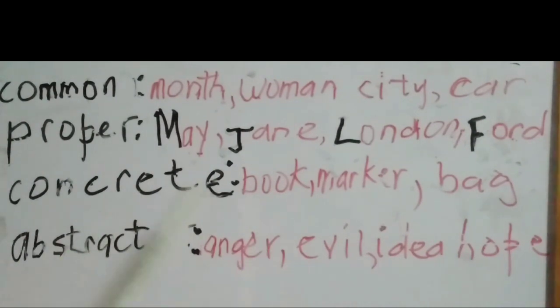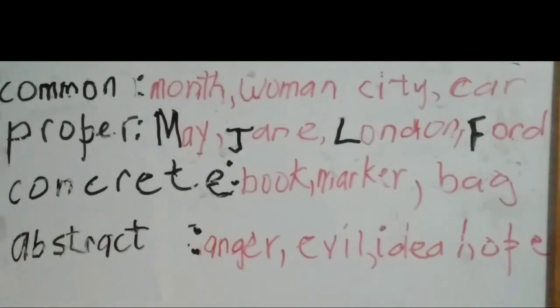You can't see them, you can't touch them. It's like an idea. It can be an emotion, like anger is an emotion. You can't touch it. You can feel it in the sense that you know that you're angry, but you can't feel it by touching it. All right. So that is what we call abstract nouns.